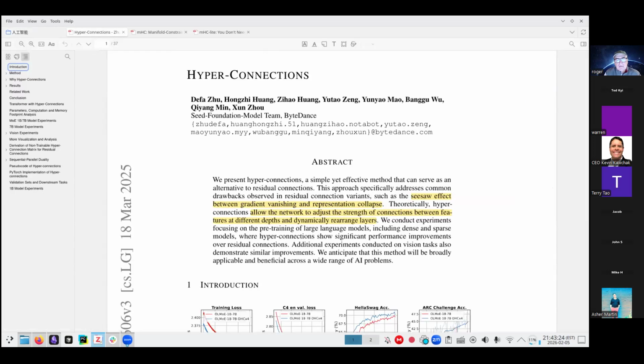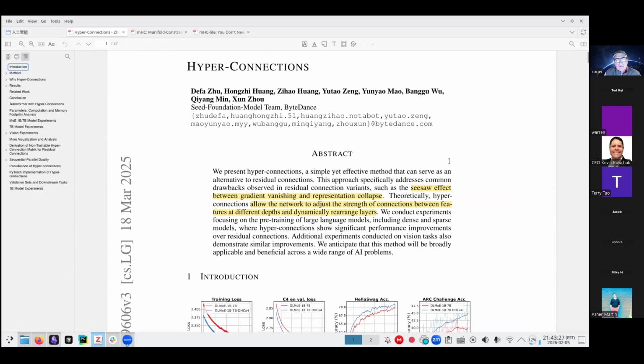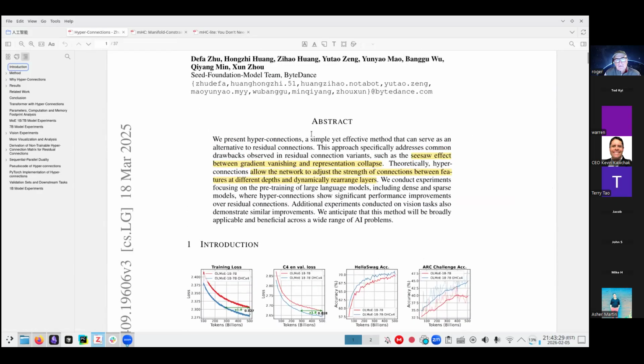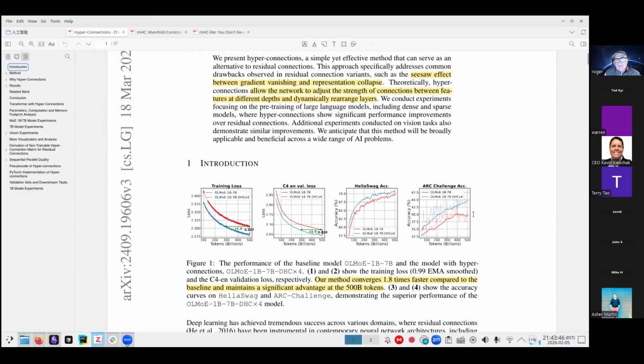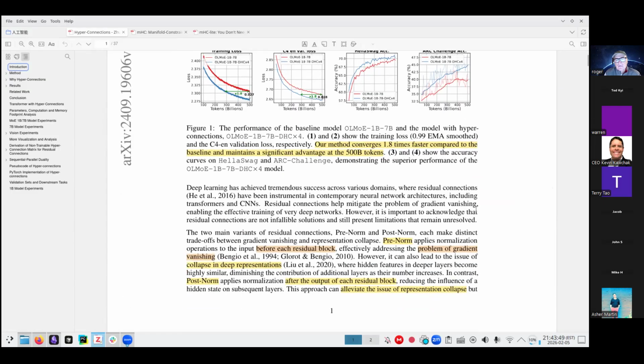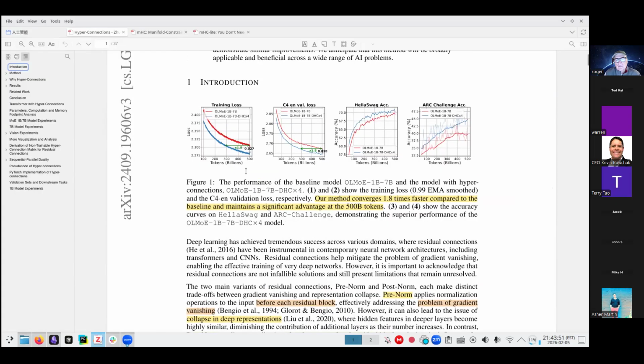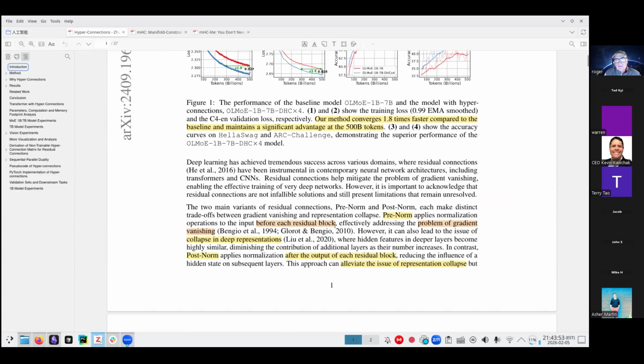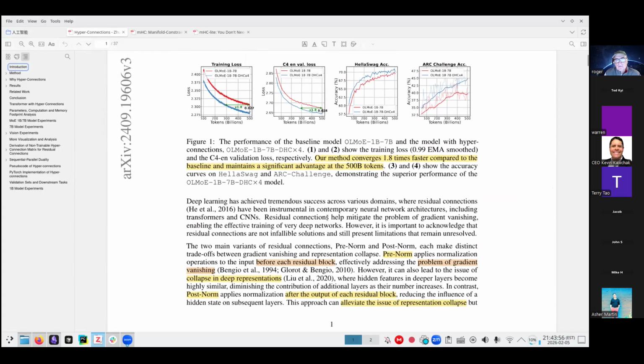So, okay, let's go into the papers. First, they talk about the residual connections, and something about the seesaw effect, which means, let me see, sorry. Okay, yeah. So they have in this introduction about the residual stream and the pre-norm and post-norm.